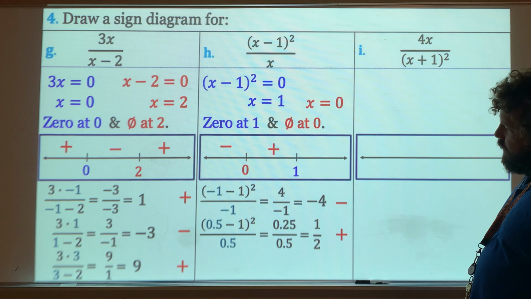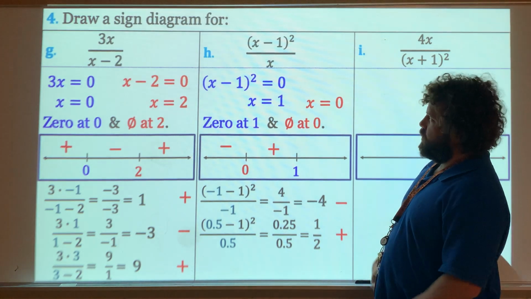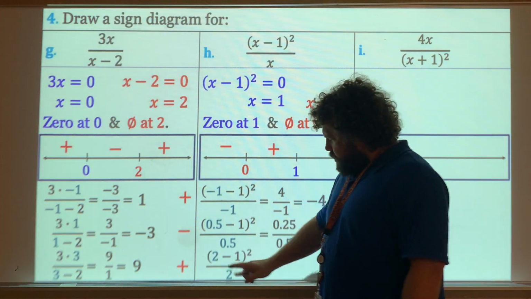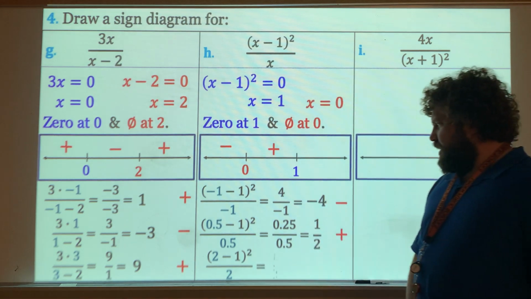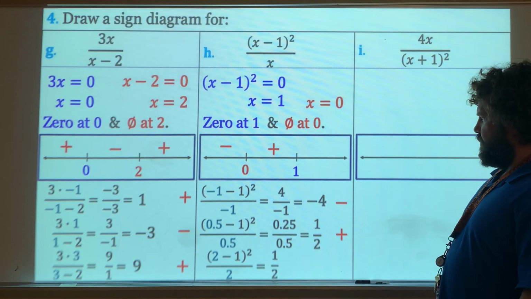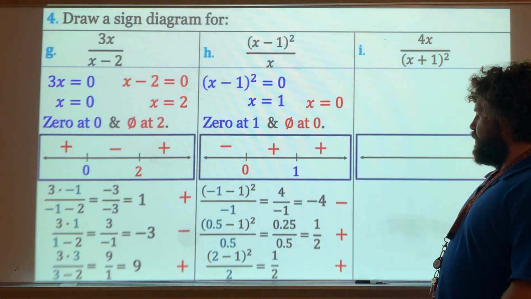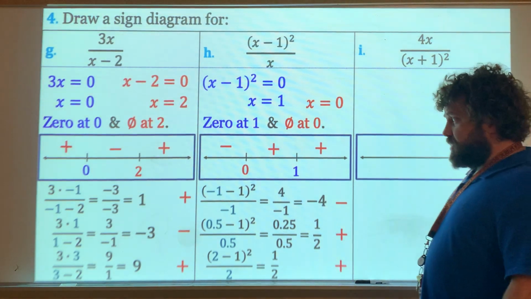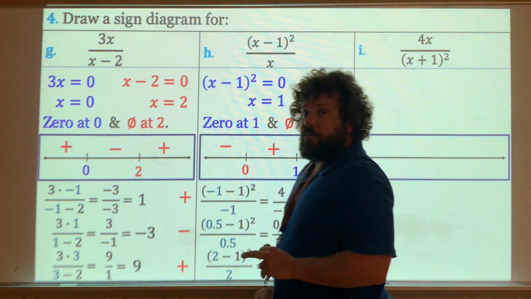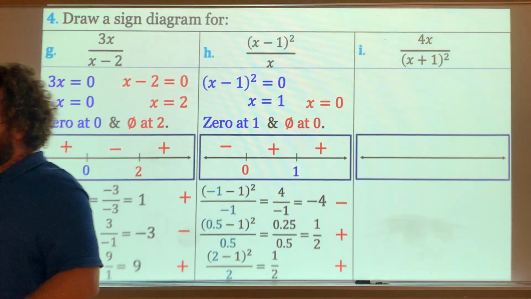Number bigger than 1, now let's go with 2. 2 minus 1 is 1. 1 squared is 1. 1 divided by 2 is, wait a second, that's a positive number. So we got negative, positive, positive. Is that allowed? Of course it's allowed. It looks a little weird, but you can do it. So don't always get afraid when you get your answer.